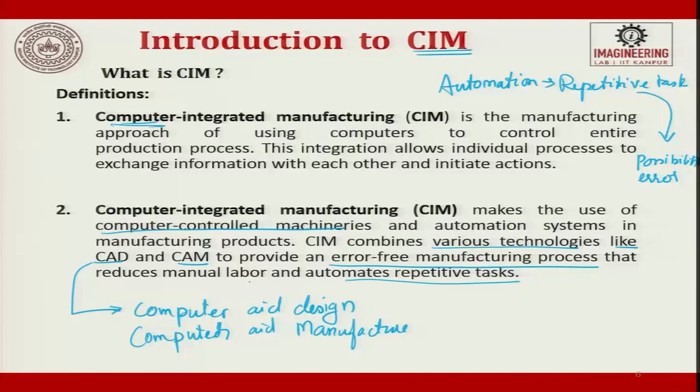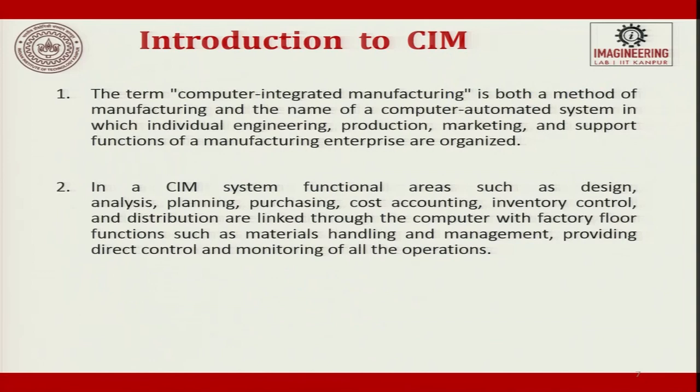So here is the generalized definition: it makes use of various computer controlled machinery and automated systems in manufacturing products. It combines various techniques like CAD and CAM to provide an error-free manufacturing process, to reduce manual labor and automate repetitive tasks. The term computer integrated manufacturing is both a method of manufacturing and the name of a computer automated system in which individual engineering, production, marketing, and support functions of a manufacturing enterprise are organized. This is the true definition for CIM.